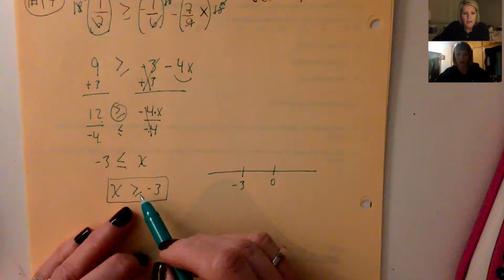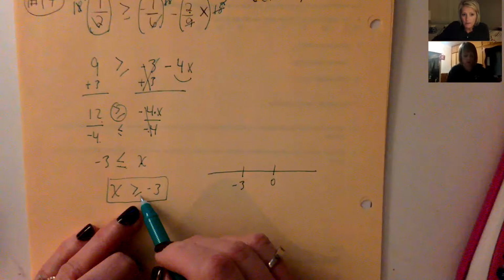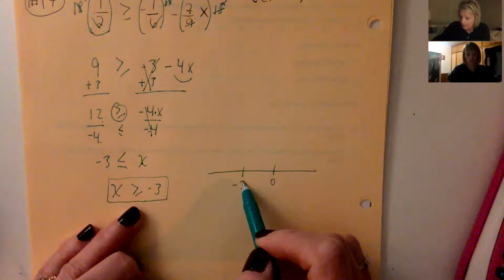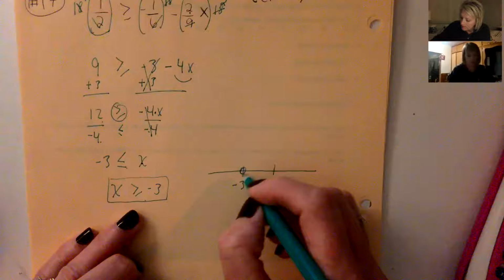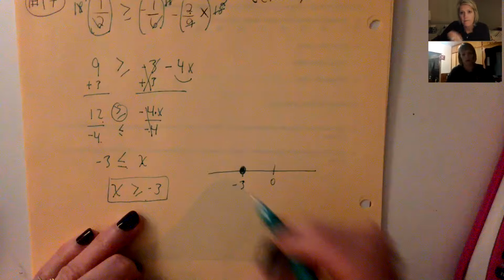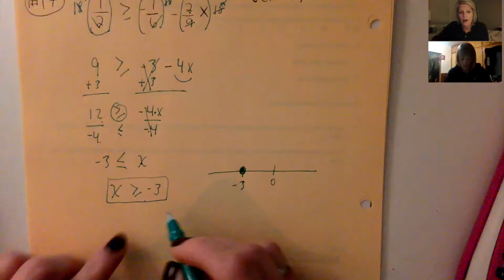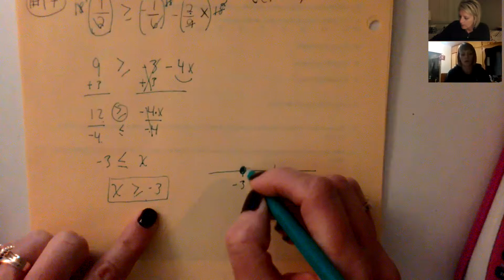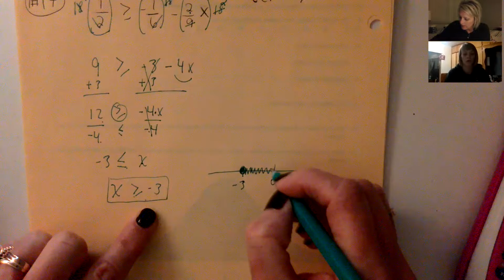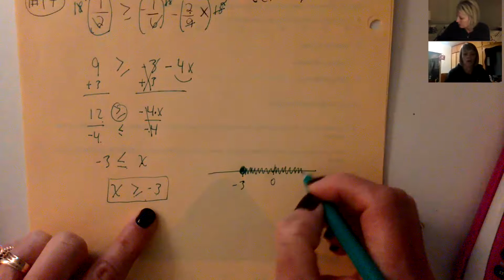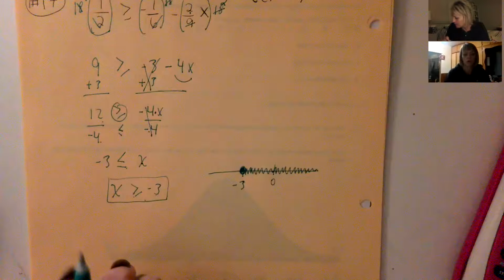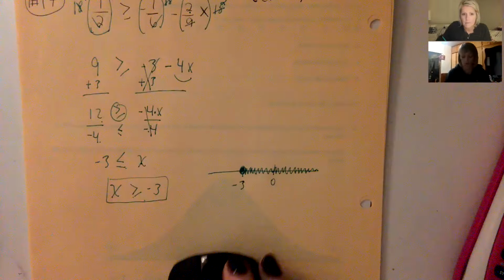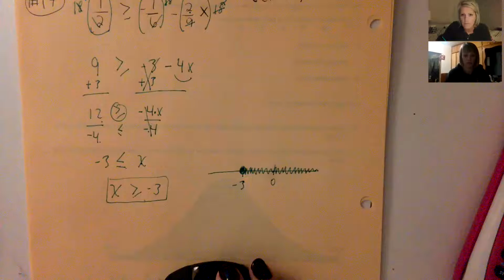Because it's inclusive, meaning it's greater than or equal to, I'm including -3 as a possible answer. So I'm going to give it a colored-in circle here. And it's all X greater than or equal to -3, so everything to the right. So we're going to shade everything to the right. Yeah, that's what I got.